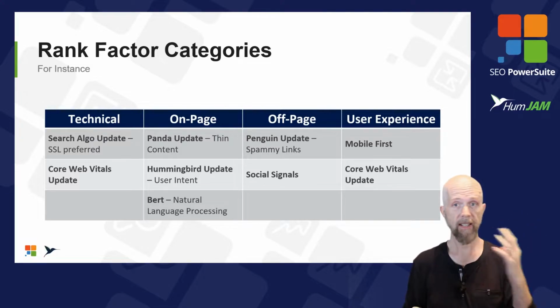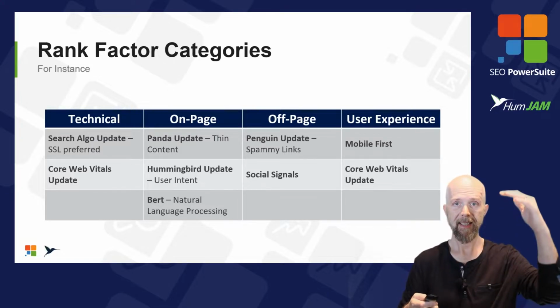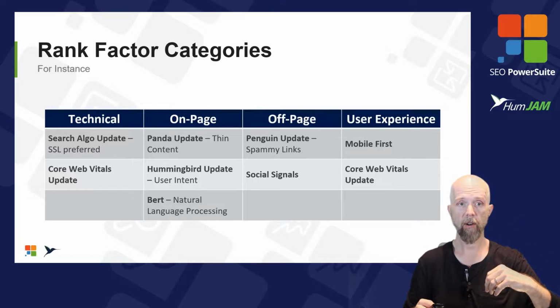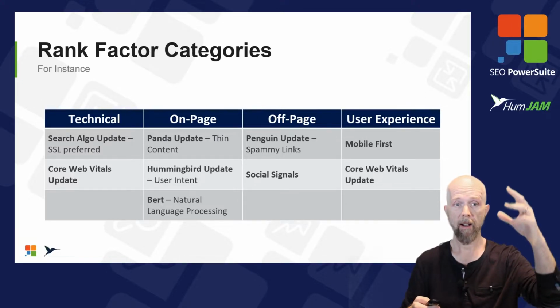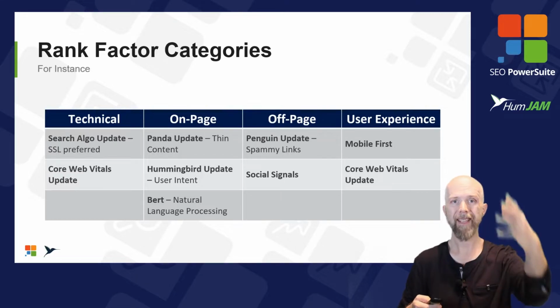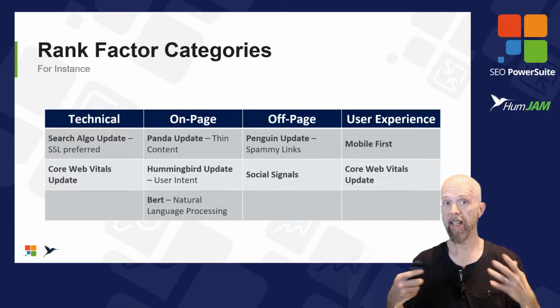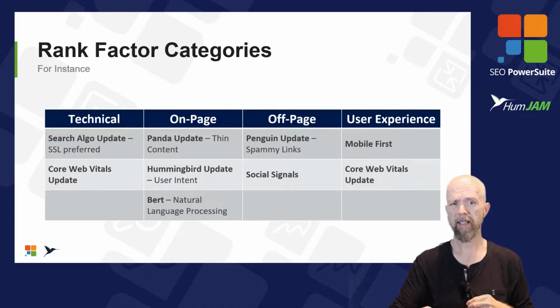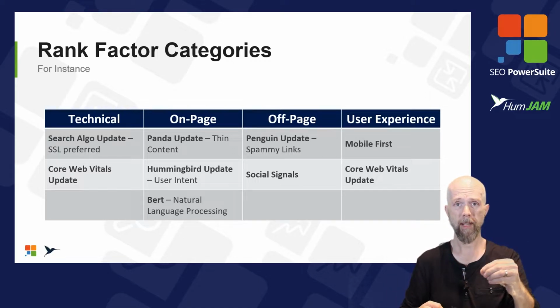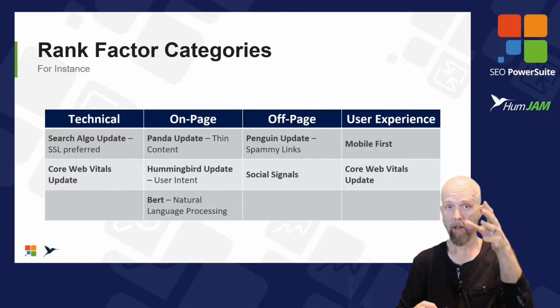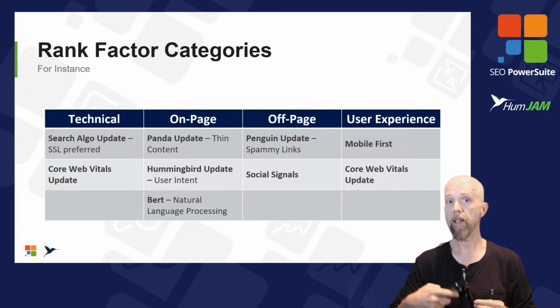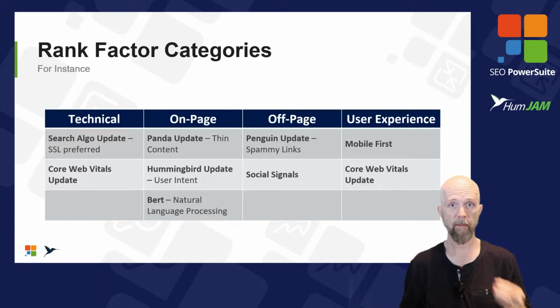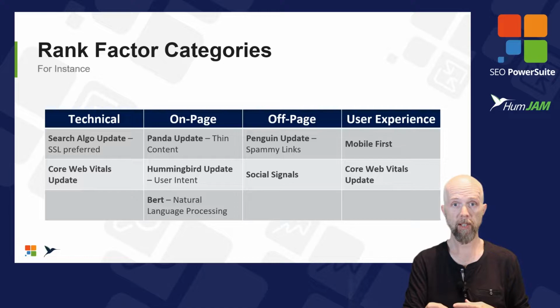So let's look at it again, kind of in another instance. Technical factors. We have the Search Algo Update, Core Vitals Update, and this technical on-page, Panda Update, thin content. Is your content thin? You need to make that better. Are there duplicates? You know, that's all in this. Hummingbird Update, on-page. BERT, on-page. Off-page now, we're looking at the Penguin Update, spammy links. Make sure that we're not getting links from bad farms and things like that. Social signals, so now we're looking at that. User experience, mobile first, Core Web Vitals Update.